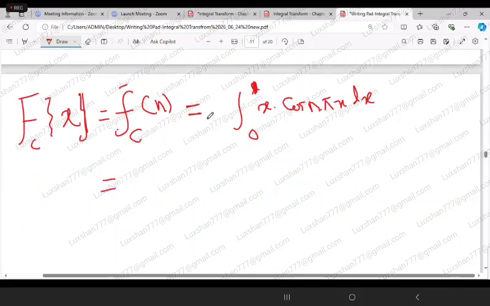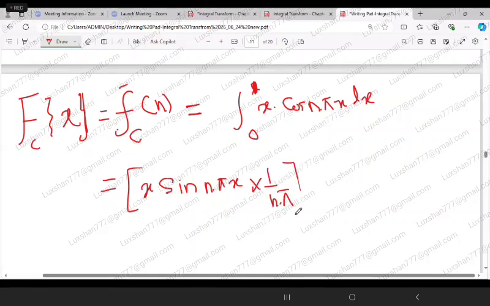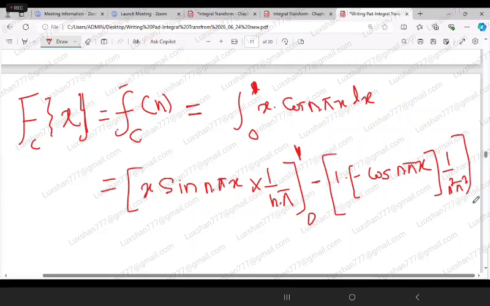Therefore, now if I have to integrate this one, I will get x into the integral of cos, which becomes sine n pi x into 1 over n pi, from 0 to 1, minus the differentiation of this one, which is 1, into the integration of this one, that is minus cos n pi x into 1 over n square pi square, from 0 to 1.